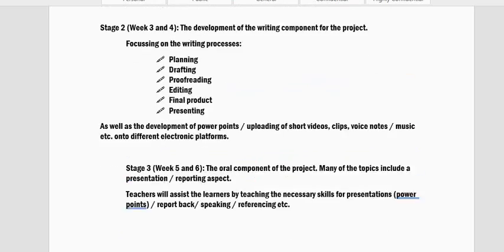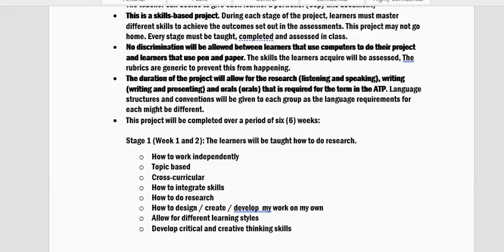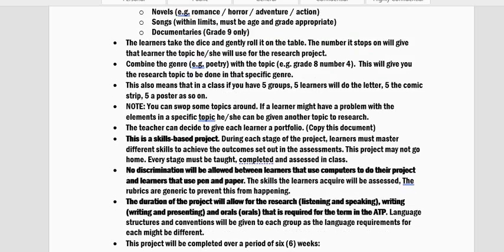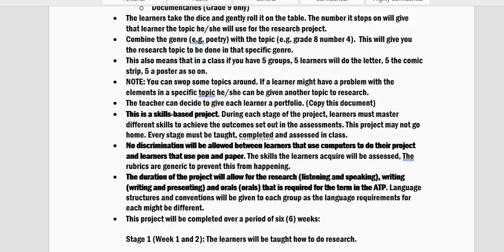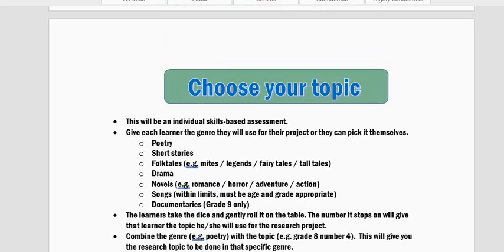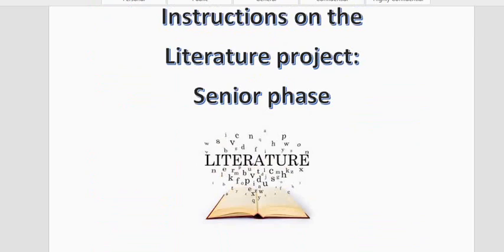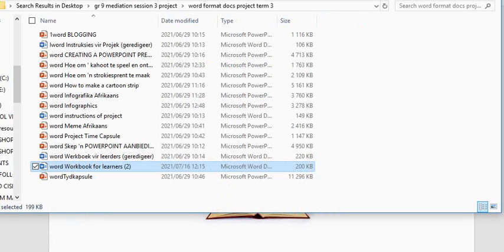And then, ladies and gentlemen, instructions on the project in general, how to choose the topic and the genre. Remember, these will change depending on how you manage it in your class. You will have to change it. So this is the literature project instruction page. It's in the Google folder. It's in Word. It will also be available in Afrikaans and in English.